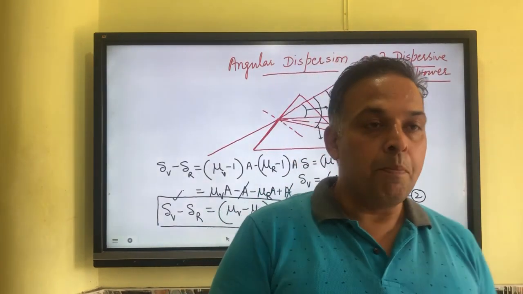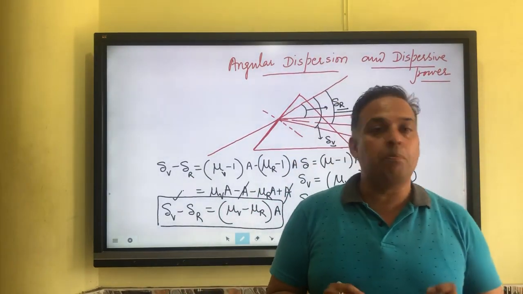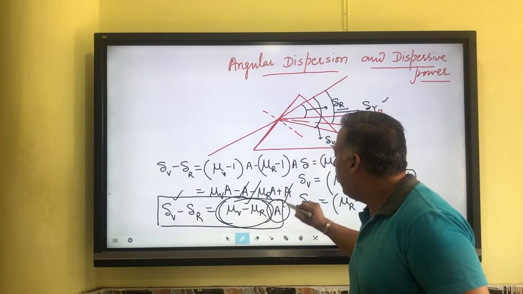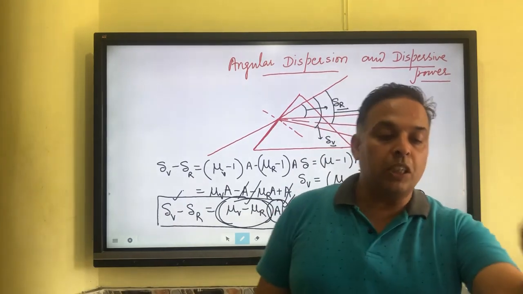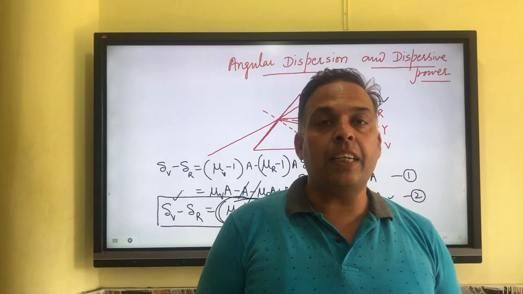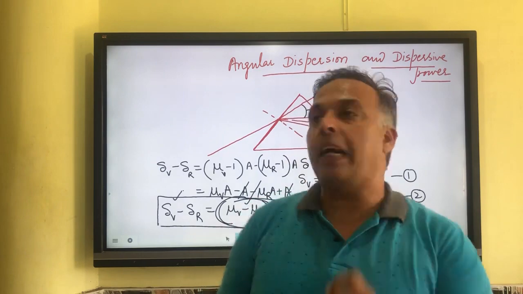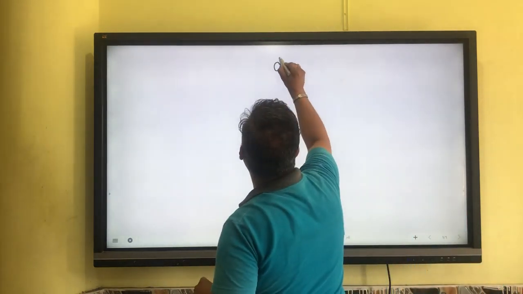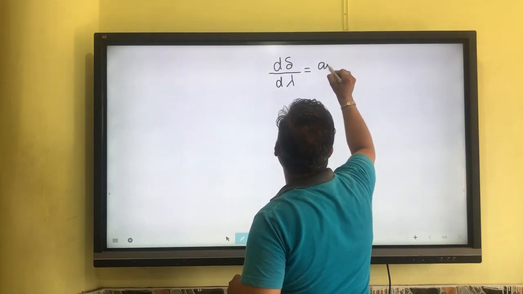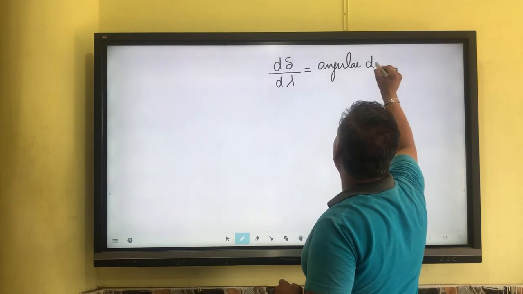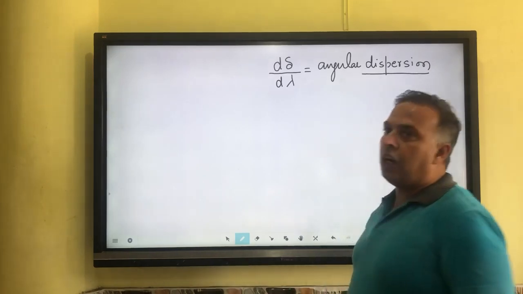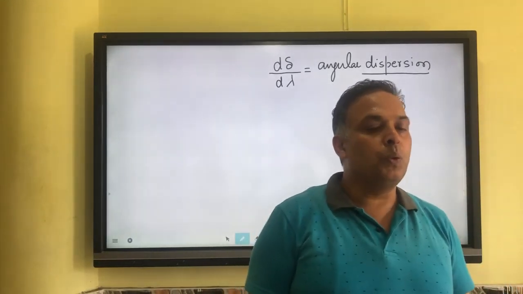Clearly, the angular dispersion produced by the prism depends upon two factors. Number 1 is the nature of the prism, number 2 is the angle of the prism. Angular dispersion is defined as the rate of change of deviation with respect to wavelength.